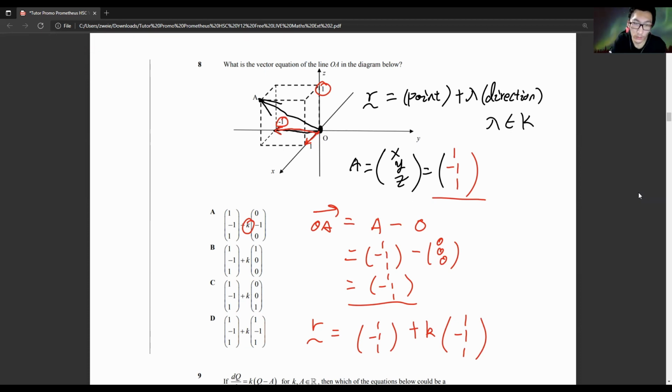And if we look through all of our options, A has the wrong direction, B also has the wrong direction, same as C, although they all have the same A coordinates. And D is our only option left, right?